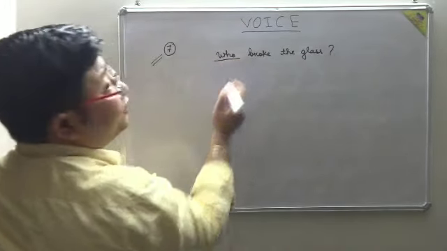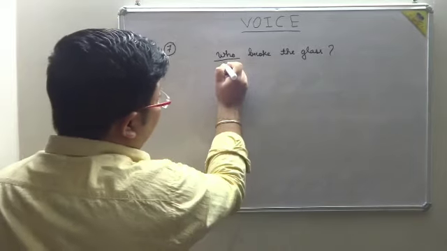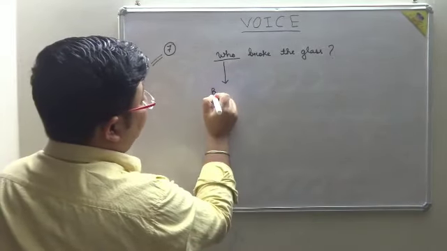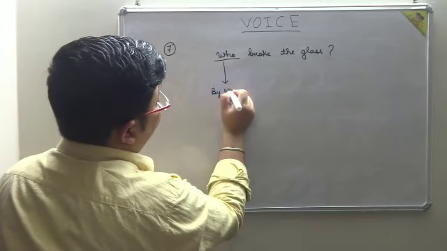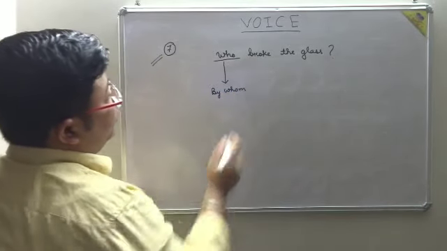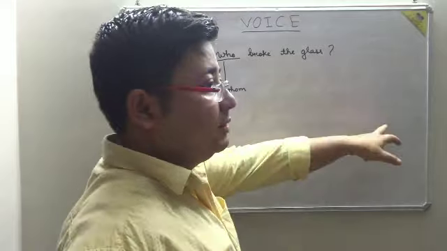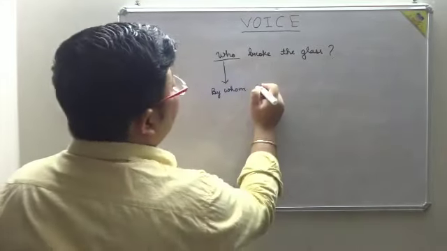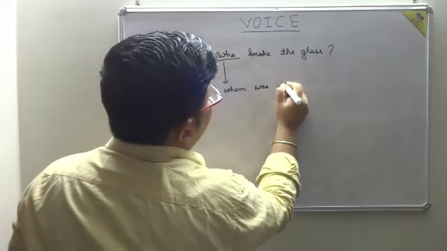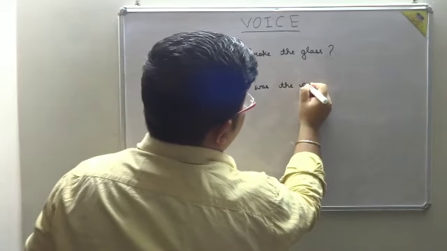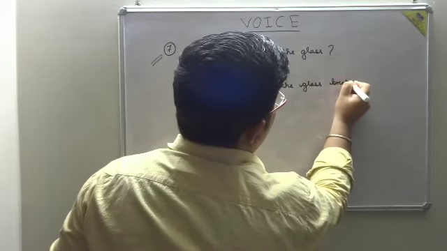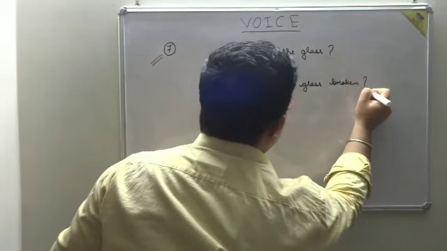If the question starts with who, then I will always convert the who to by whom. Who broke the glass? It is in past tense. By whom was the glass broken? Question mark will come here.